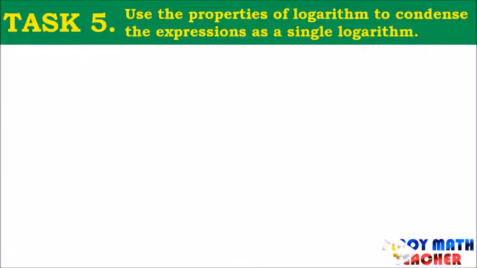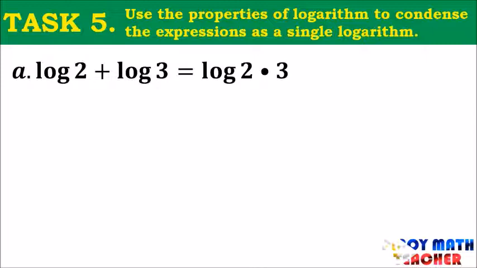Para sa task number 5, use the properties of logarithm to condense the expressions as a single logarithm. So, ibabalik lang natin to into single logarithm. So, for letter A, so given logarithm of 2 plus logarithm of 3. So, ito ay common logarithms. Parehas na 10 ang kanilang bases. Ang ginamit dito ay logarithm of a product dahil addition yung naghihiwalay sa kanila. So, ito ay equal sa logarithm of 2 times 3. And 2 times 3 equals 6. So, we have logarithm of 6.